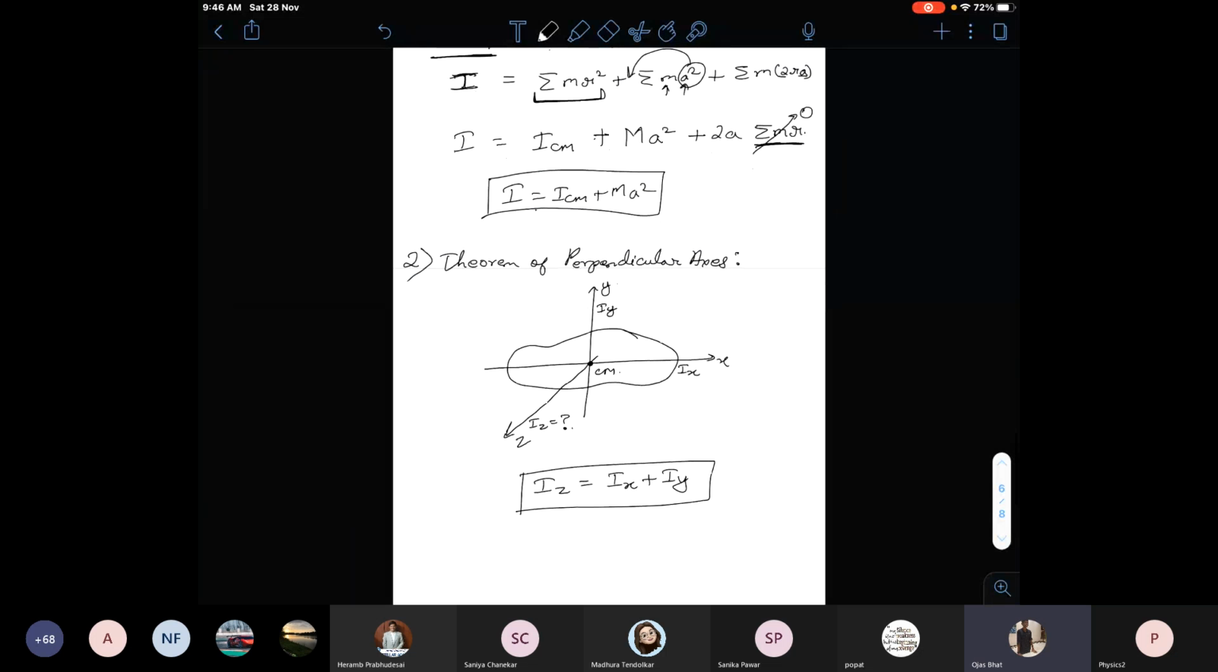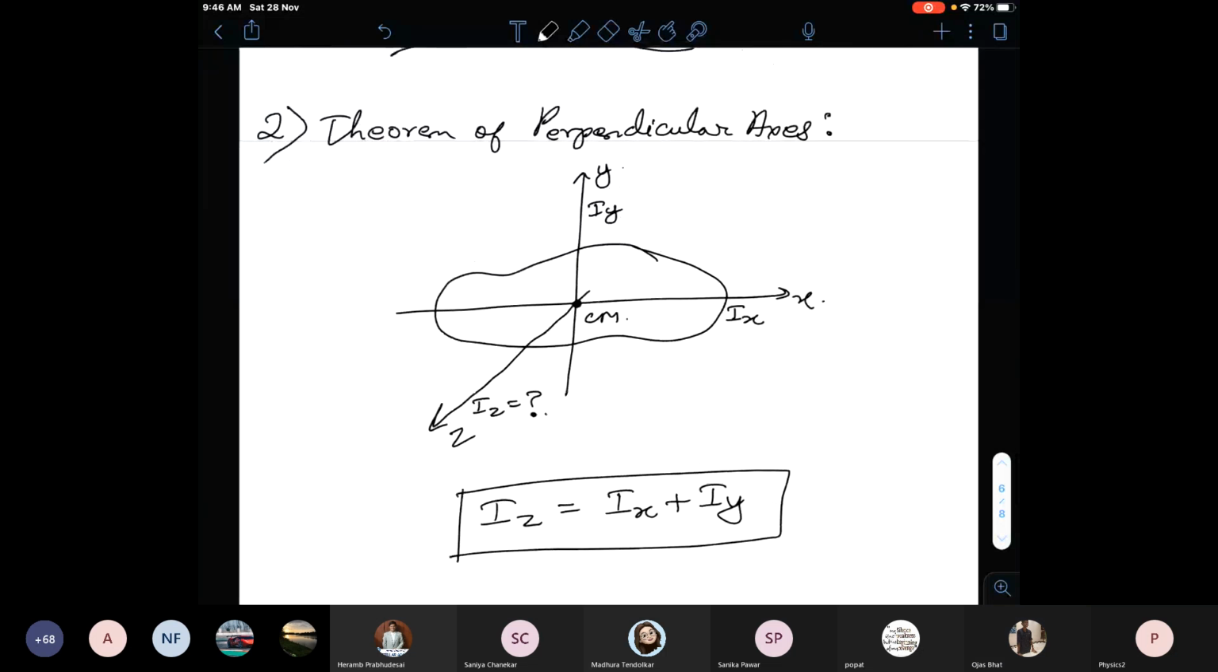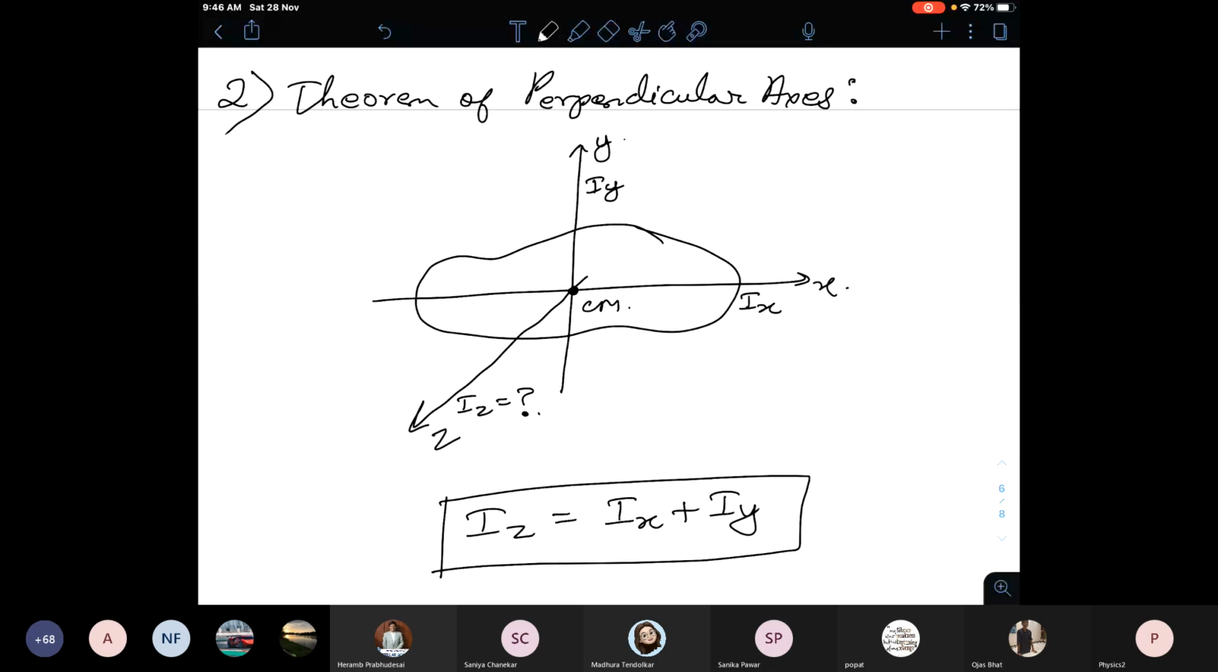So this is the theorem of perpendicular axis. Whenever your axes are perpendicular to each other, that is in the direction of x, y and z, then the axis coming out of the plane, where x and y are in the plane and z is coming out of xy, the moment of inertia about that axis is the summation of the other two.